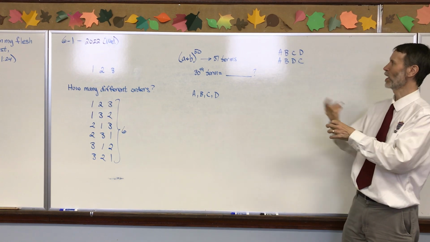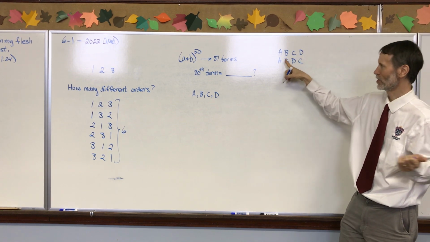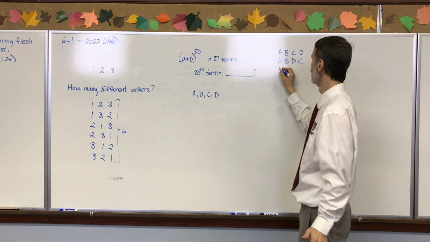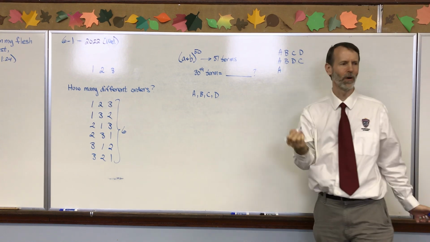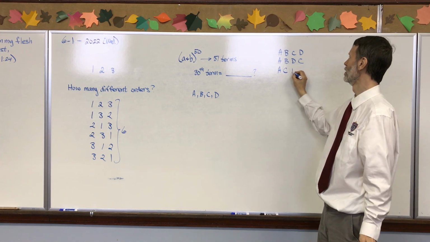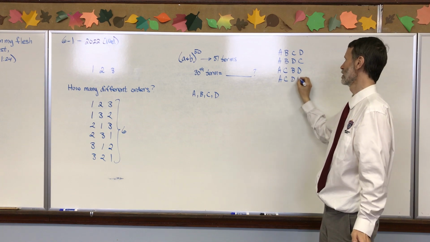So I'm going to change the right-hand ones first until I have no other options. Then I'll start changing these. So I start with A and B and let these flip. The next possible option is A and what? A, C. Then BD, and there's one other, AC, DB. See how that works?